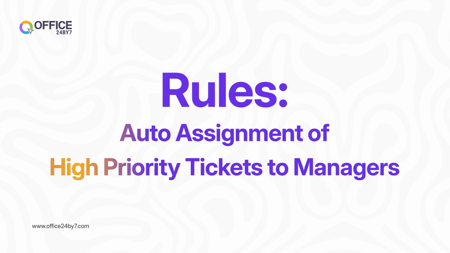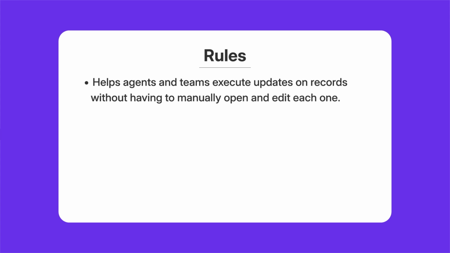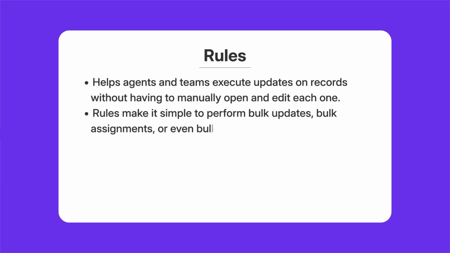In today's video, we're going to look at how to perform bulk assignment of high-priority tickets to managers using rules. As you already know, rules help agents and teams execute updates on records without having to manually open and edit each one. Whether it's leads, deals, tickets, or any other object, rules make it simple to perform bulk updates, bulk assignments, or even bulk conversions from one object to another.